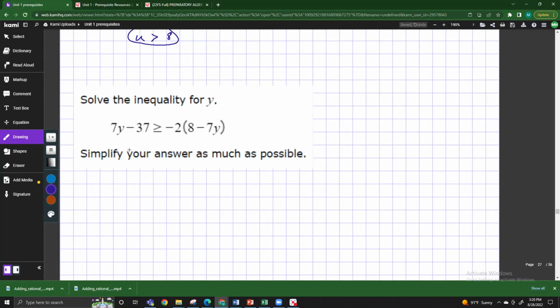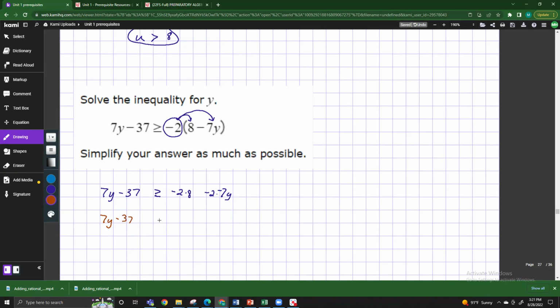Yet again, we simplify each side as much as possible, so this left side is as good as it can get for right now. 7y minus 37, and then it is greater than or equal to. Now for this one, I'm going to take this negative 2 and distribute it to everything in the parentheses. So negative 2 times 8, and then negative 2 times negative 7. So negative 2 times negative 7y. Simplifying what I have, this side stays the same, 7y minus 37. That is terrible writing, so let's fix that.